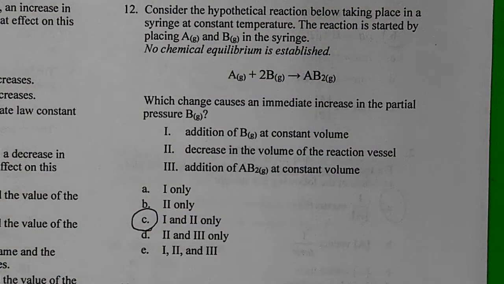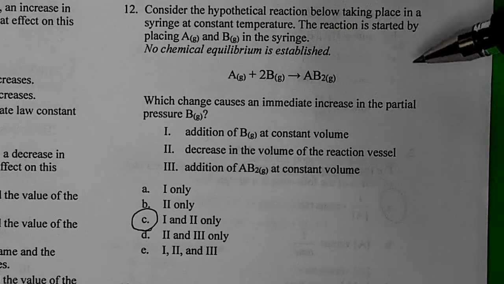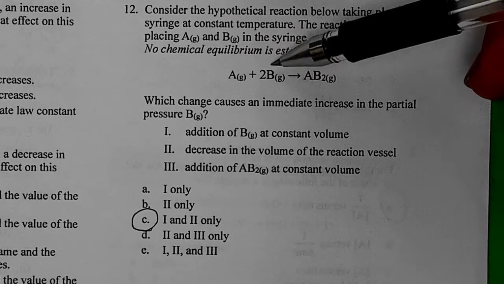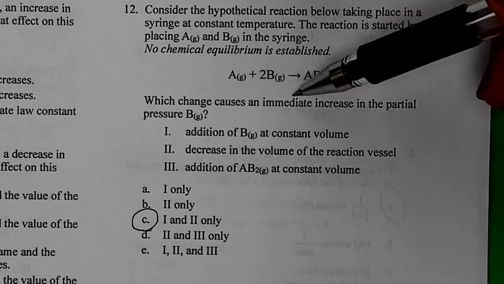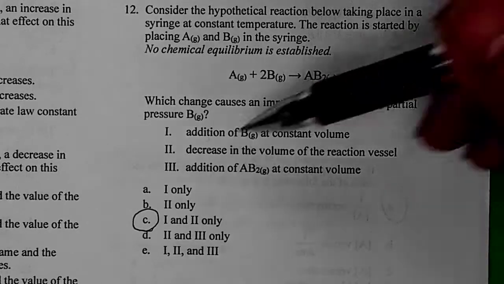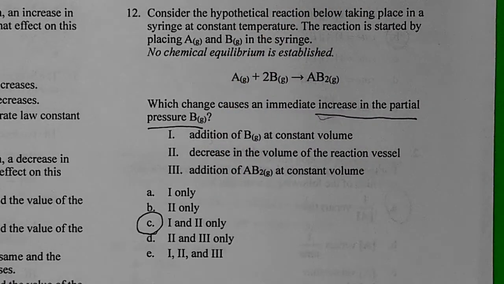Question about C? Alright, so why is it C? Let's see. Consider this hypothetical reaction. The reaction is started by placing A and B in a syringe. No chemical equilibrium is established. Which change causes the immediate increase in the partial pressure of B? An increase in the partial pressure means more B is in there, so that's why there is more partial pressure.